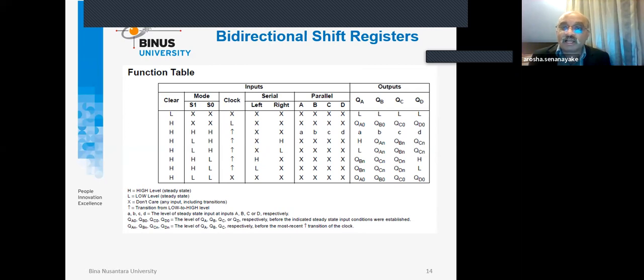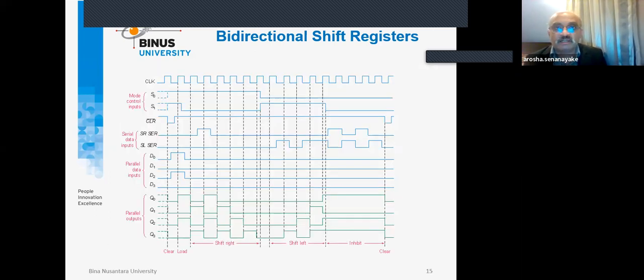In that manner, you can see it can be activated, whether shifting left or right, or parallel input to parallel output, depending on the combination of values of S0 and S1. This entire diagram shows how it works. I hope that you will be able to understand it by going through it one by one.